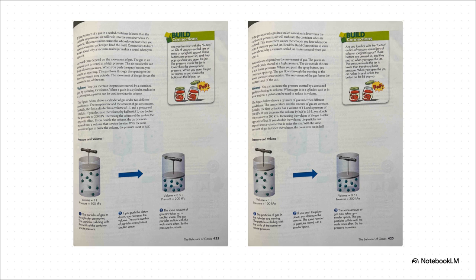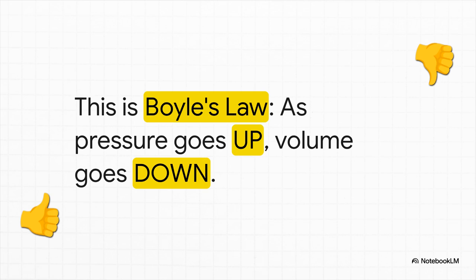Well, as you shrink that volume, you're forcing the exact same number of particles into a much smaller box. They've got way less room to move around, so naturally they're going to slam into the walls way more often. And all those extra collisions mean more force, which means, you got it, more pressure. And this relationship where one thing goes up and the other goes down, it's so predictable it's got a name, Boyle's Law. It's a fundamental rule. Squeeze the volume down and the pressure goes up. Simple as that, as long as you keep the temperature steady.